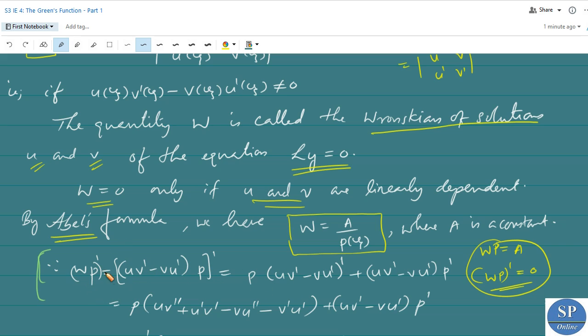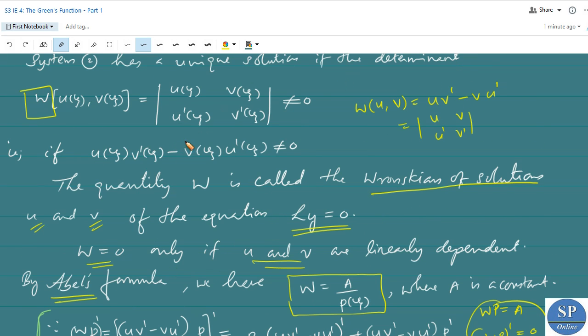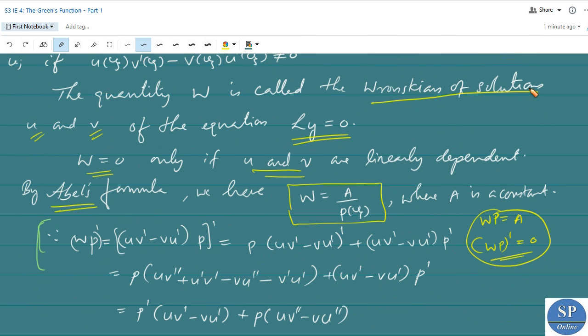So W is the Wronskian, u v dash minus v u dash. Now W p whole dash is equal to the derivative of this W into p, which is this.